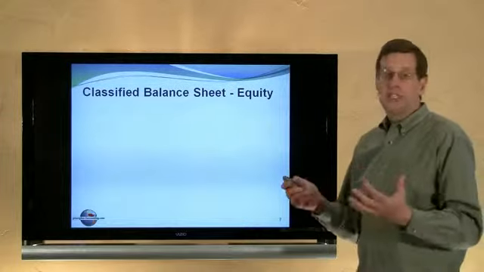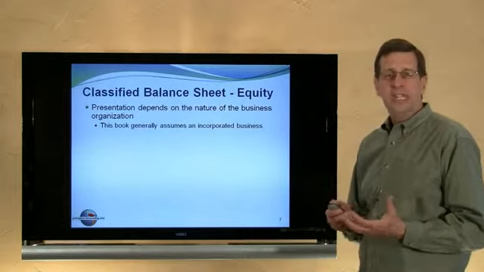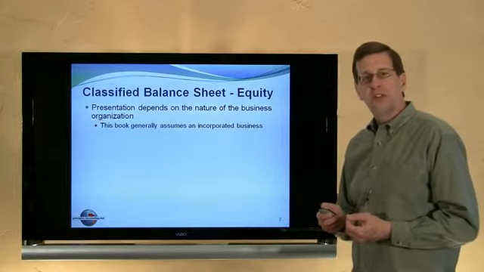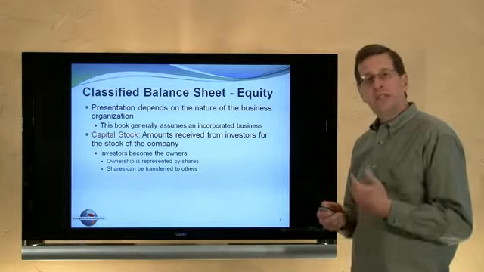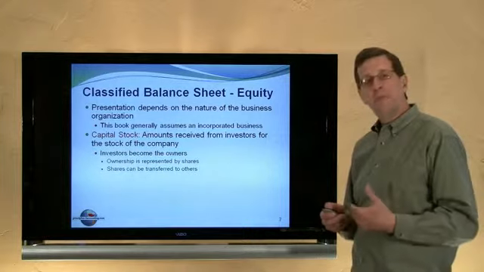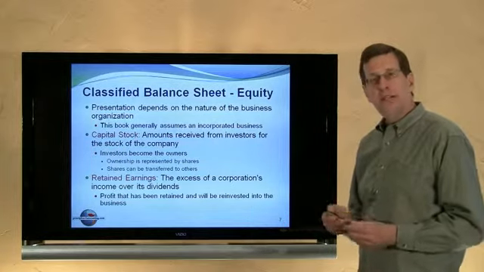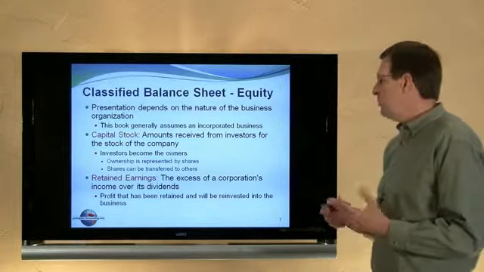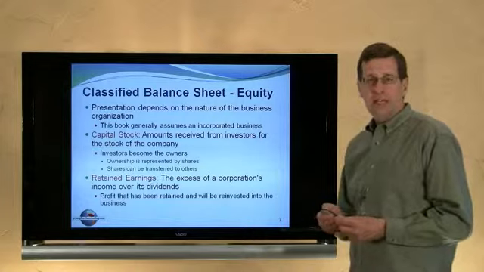The last section of the balance sheet is the equity section, and what you would expect to see in the equity section would depend on the nature of the entity. Now in this book I'm fairly well always assuming a corporate entity, and so we would have capital stock, the amounts received from investors at the time the stock of the company was issued. The investors are the owners, their ownership is represented by transferable shares. The other category we would expect to see certainly is retained earnings. It's the excess of a corporation's income over its dividends distributed, profit that's been retained in the business. So those are two key categories you would see in the equity section of the balance sheet.